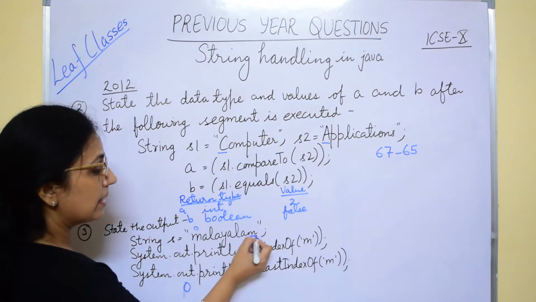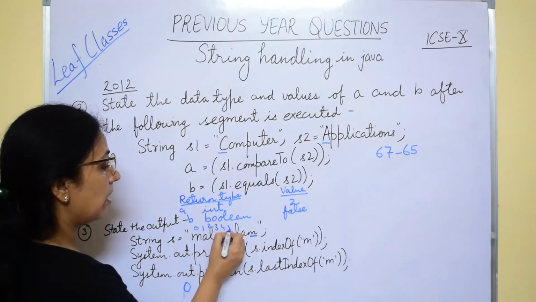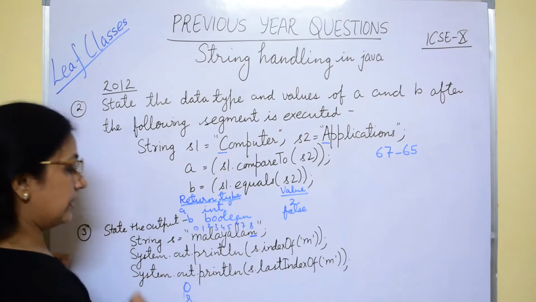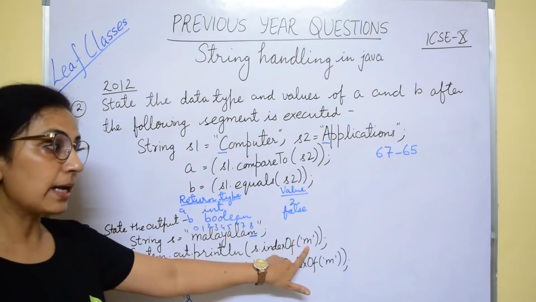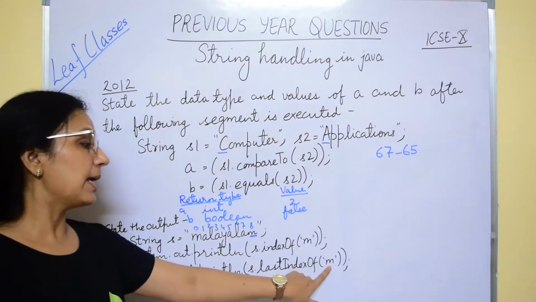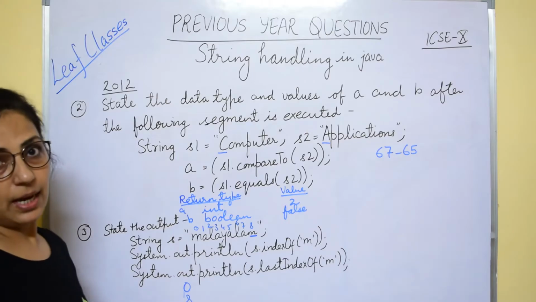The last occurrence is this. So let us check what is the index number. 5, 6, 7, 8. So it is like this. Index of gives the starting index number of the given character. Last index of function gives the last index number of the given character. So it is 0 and 8.